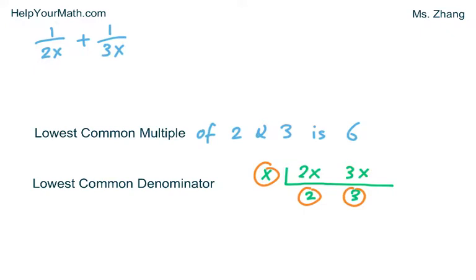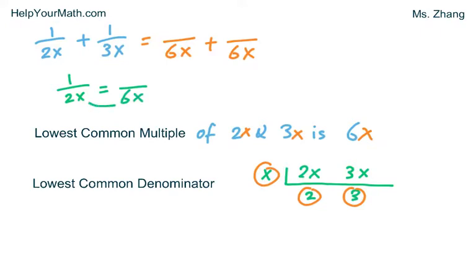So the LCM of 2x and 3x is 6x. So I'm going to write down my work. I know that 1 over 2x plus 1 over 3x equals something over 6x plus something over 6x. And let's convert each term. So 1 over 2x equals something over 6x. We know that 2x times 3 equals 6x. That means we need to multiply by 3 on top, so we get 3. So 1 over 2x equals 3 over 6x.